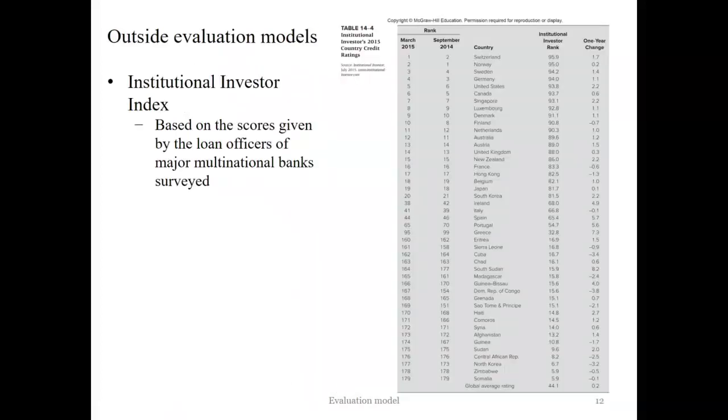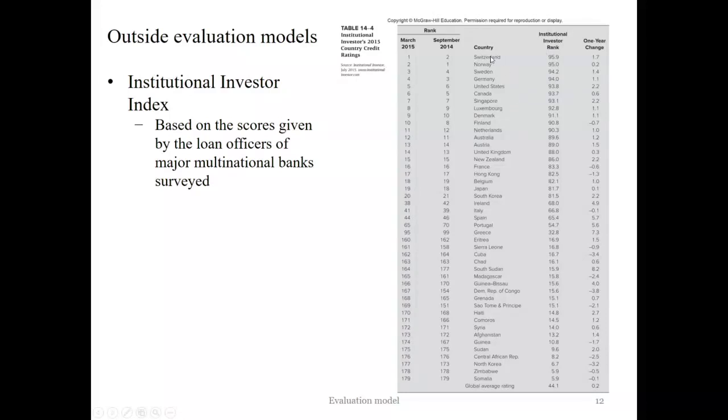Institutional Investor Index. So this index is a bit special. Basically, the organization sends out surveys to institutional investors who are involved in sovereign debt borrowing and lending business around the world, and asks them what they think about a certain country's risk. And then they summarize their responses and come up with a score, this IIR score, triple I score, right?